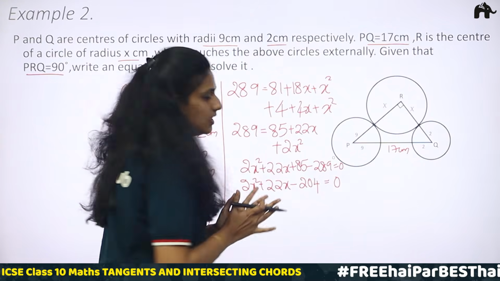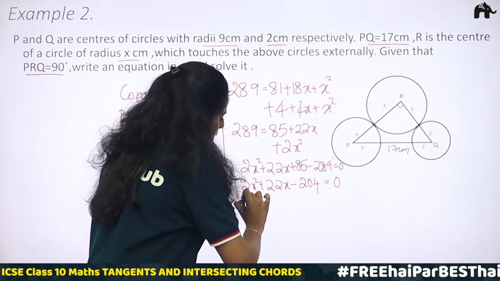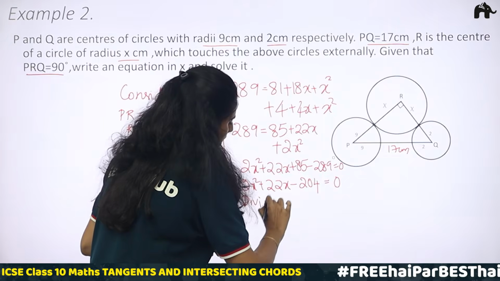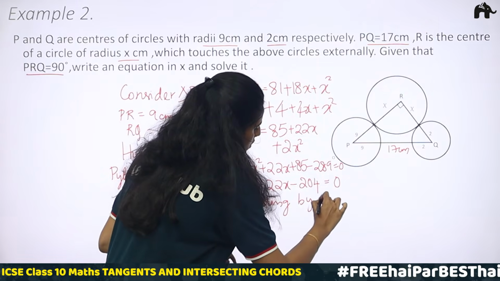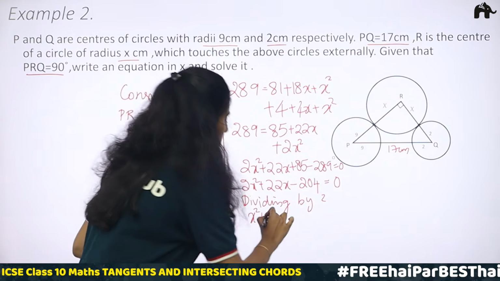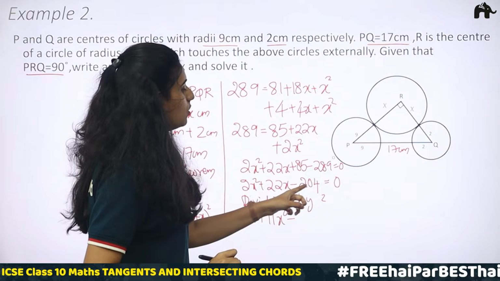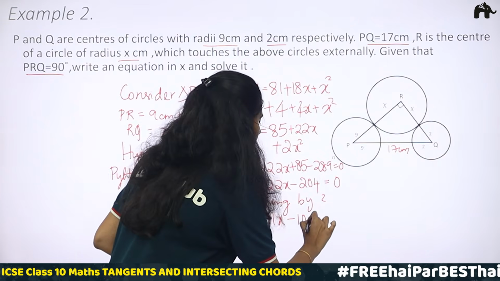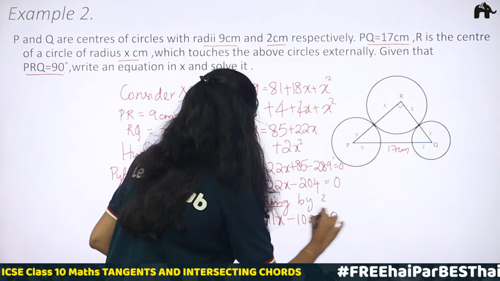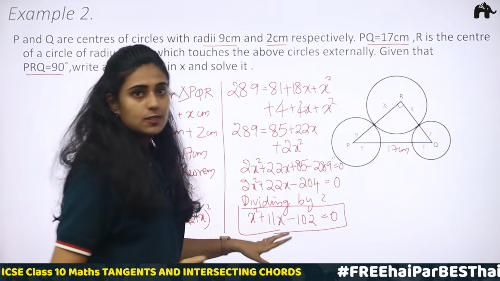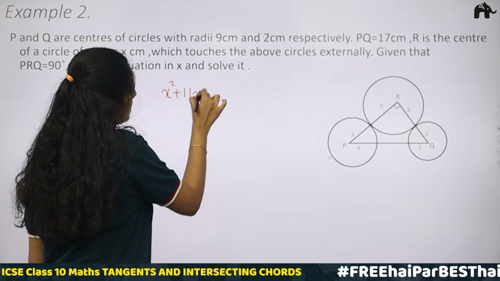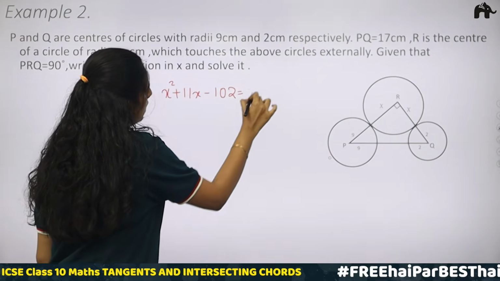Now we can simplify this equation, here 2 is common. Now I am dividing throughout by 2. Dividing by 2, what do we get? x square plus 22x by 2 is 11x, minus 204 by 2 is 102, equal to 0. So this is the required quadratic equation in terms of x. To find the value of x, our equation is x square plus 11x minus 102 is equal to 0.